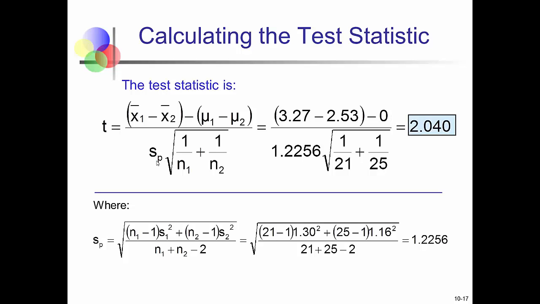To calculate the pooled standard deviation, we actually have to do the following. 21 observations minus 1 times $1.30 squared plus 25 minus 1 observations times $1.16 squared divided by those degrees of freedom, 21 plus 25 minus 2. That gives us a pooled standard deviation of basically $1.23. We'll multiply that by the square root of 1 over the sample size for each of those samples and add those fractions together. This gives us a test statistic, or a t-score, of 2.040. This is saying that the difference between these two means is 2.04 standard deviations away from 0.